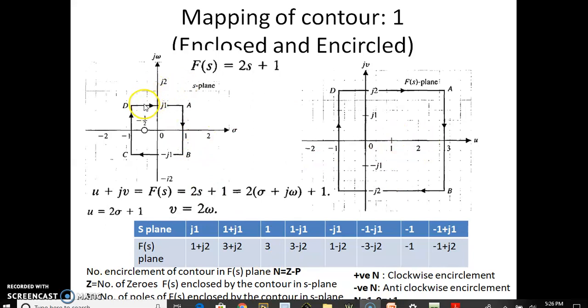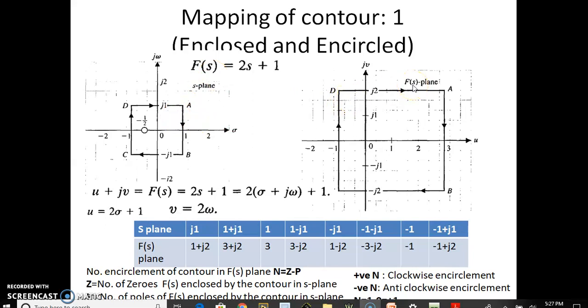Likewise, each and every point of the contour can be mapped onto the F(s) plane. It will end up with a contour which is something like this. So meaning what we said is, we have drawn an arbitrary contour which is enclosing this zero of F(s), resulting in one more contour on the F(s) plane.